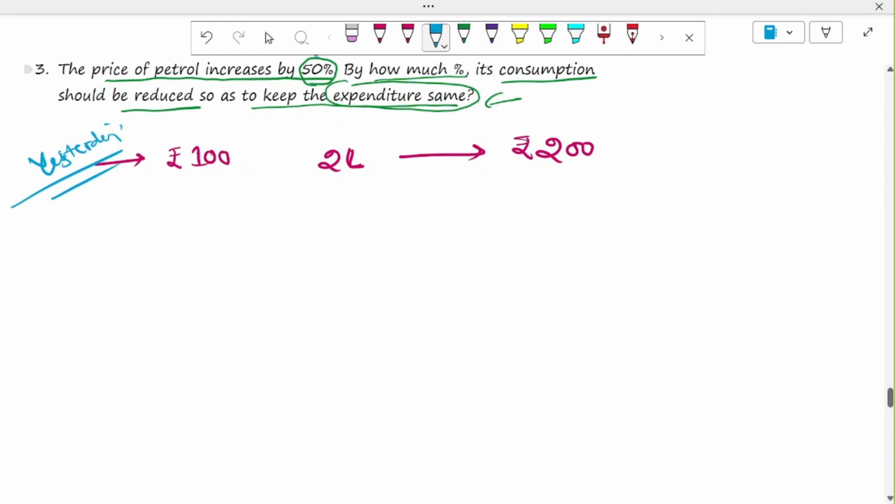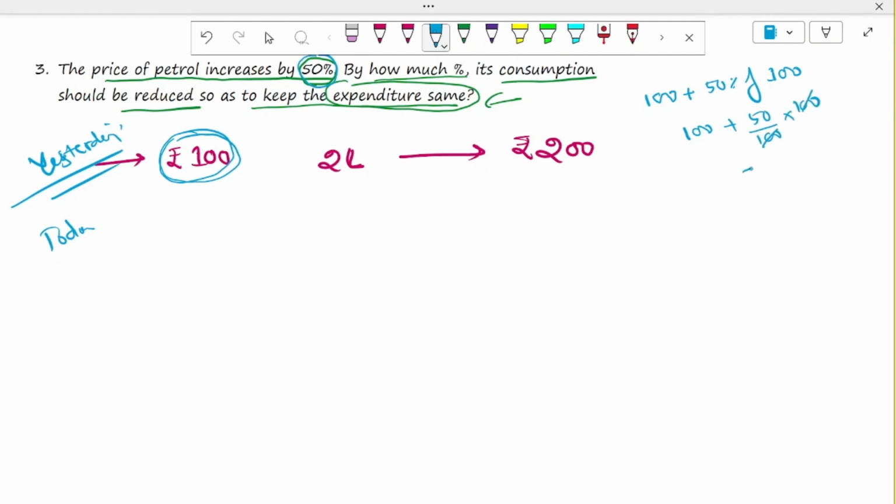There is an increase by 50%. Means today we got a 50% increase in this price. How will you find out a 50% increase of this price? Same thing, 100 plus 50% of 100. So how much does it give? 100 plus 50 by 100 into 100. 100 cancel, so it is going to be 150. Fine. So today the petrol price is 150 rupees.